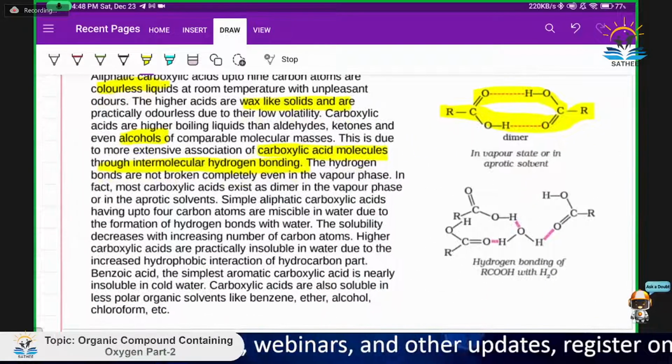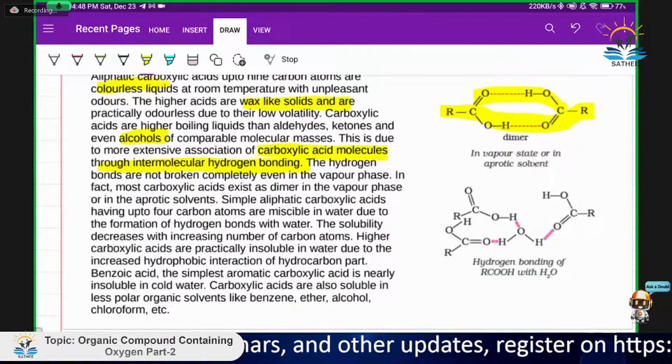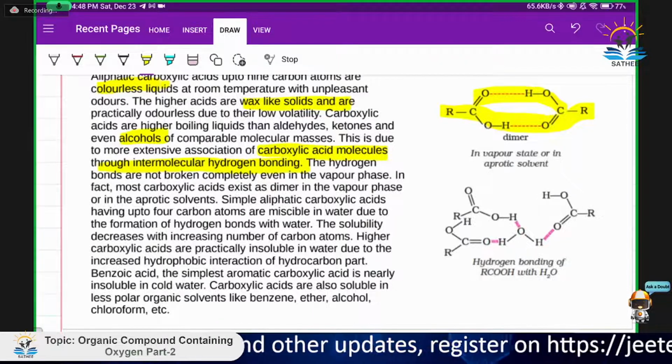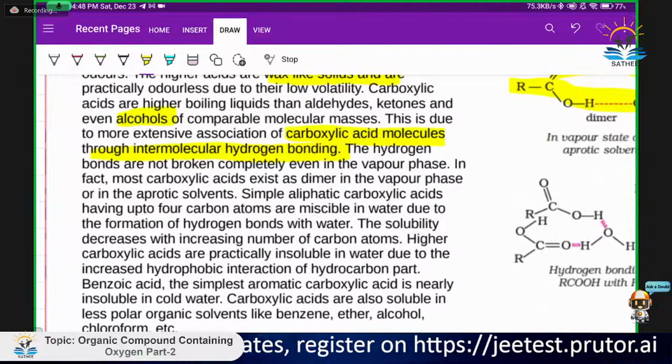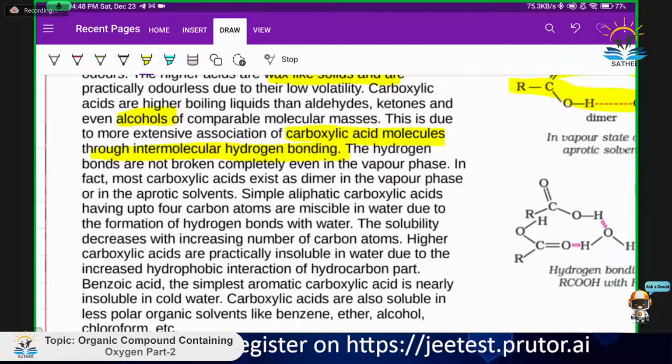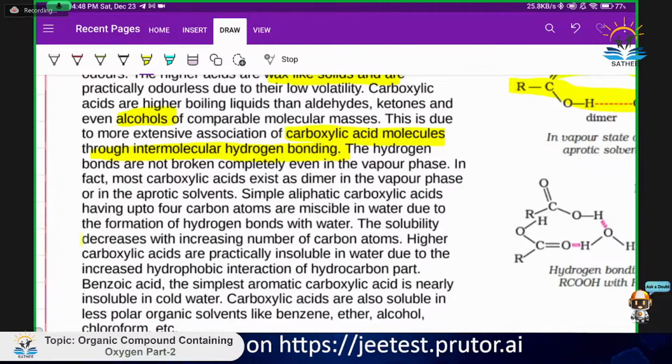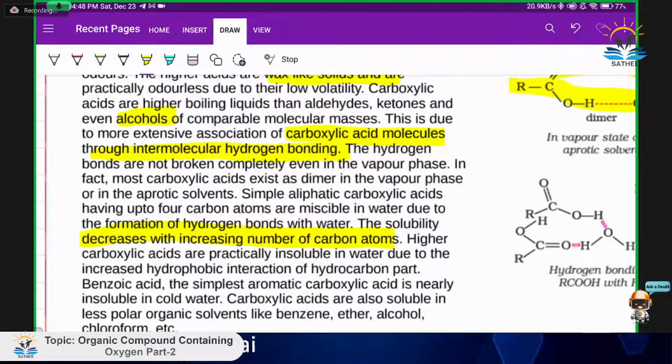Simple aliphatic carboxylic acids up to 4 carbon atoms are miscible in water due to the formation of hydrogen bonds. The solubility decreases with increasing number of carbon atoms. We know the reason: the increasing size of the hydrophobic alkyl chain. Benzoic acid is the simplest aromatic carboxylic acid. It is nearly insoluble in cold water.